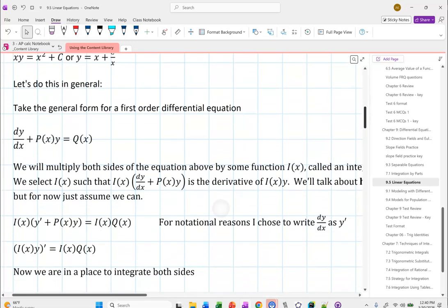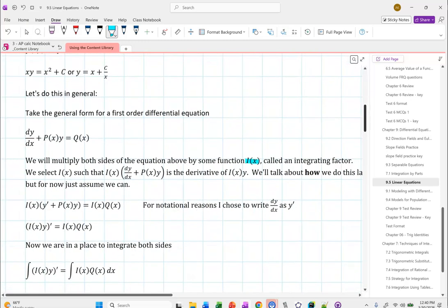So the idea here is, let's say we have some function that we're going to call I of x. We call that function an integrating factor. That's the name that we give for that type of function. We're not going to talk about how we find it yet. Let's just assume that we found it. And the catch is that when we multiply I of x to the left-hand side, it's going to condense down into the derivative of I of x times y. That's the property that I of x is going to have.